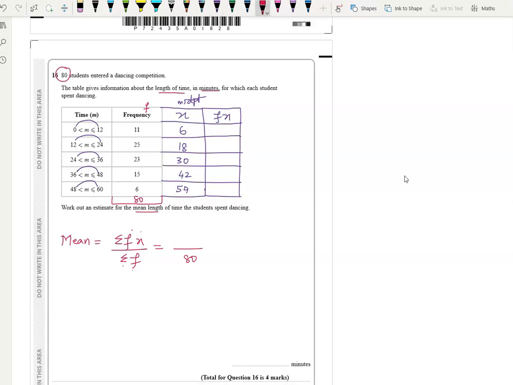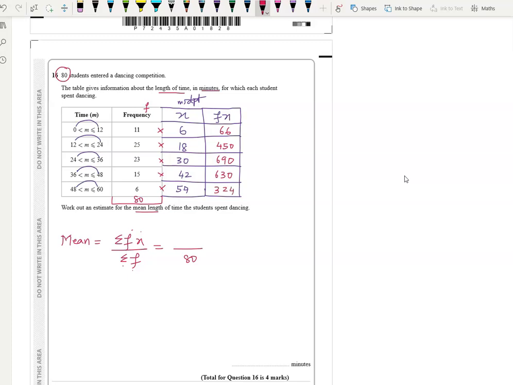Now, you need to multiply the frequency and the midpoint to get fx. So 11 times 6 is 66. 25 times 18 will give you 450. 23 times 30 is 690. 15 times 42 is 630. And 6 times 54 will be 324.